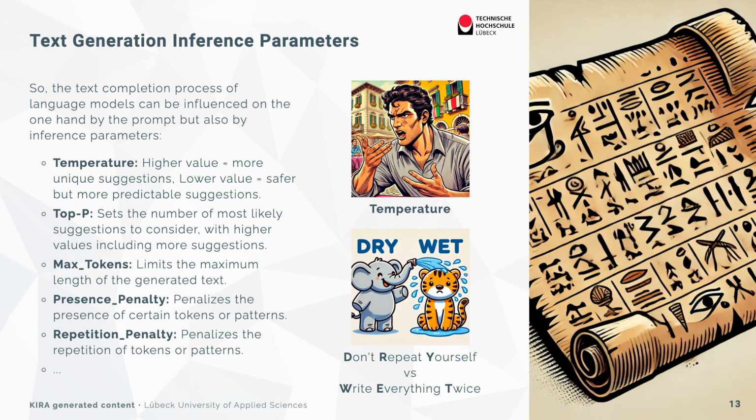Max tokens is also a critical parameter, as it limits the maximum length of the generated text in terms of the number of tokens. This ensures that our generated text remains concise and focused. In addition, we have presence penalty and repetition penalty, which are designed to increase diversity in the suggestions. By penalizing the presence or repetition of certain tokens or patterns, we can encourage the model to produce more varied and engaging text. A good approach is, by the way, to first work with the default values of these parameters and only think about using one or a few of the mentioned parameters if necessary.